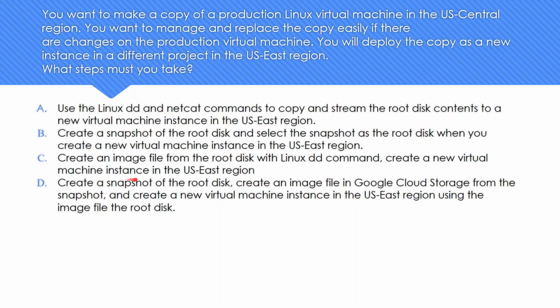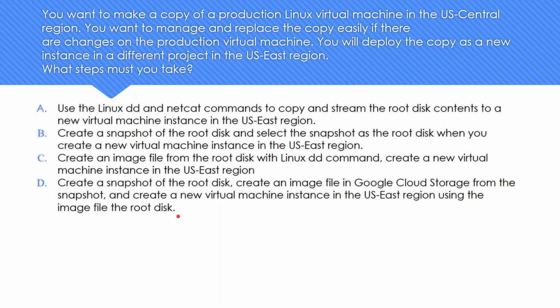Option D, create a snapshot from the root disk. Create an image file in the Google Cloud Storage from the snapshot. Then create the VM in the US East region using the image file from the boot disk, so from the root disk.